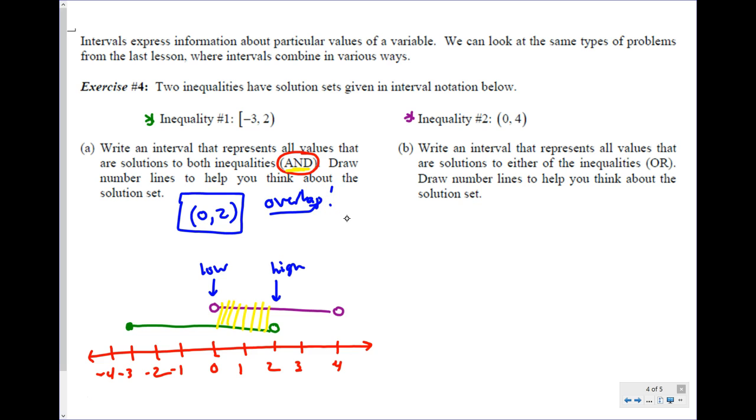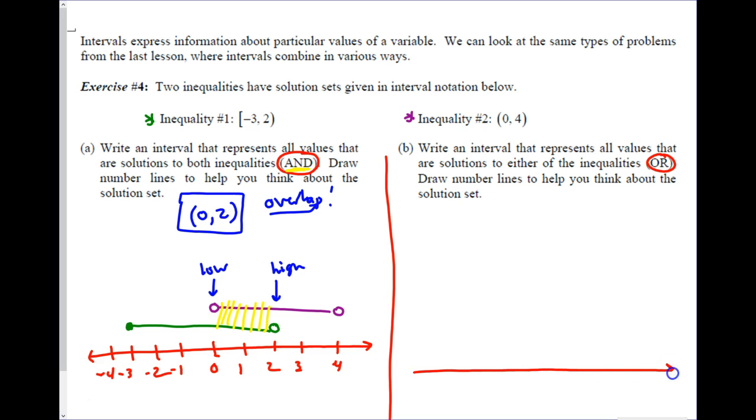Now letter B has us doing the same thing, but instead of thinking about and, we're thinking about or. So we're going to do the same thing we did last time. I'm going to make it separate here, where we're going to draw our number line and compare. So here's my number line. Okay. And I have the same thing. 1, 2, 3, 4, 0, 1, 2, 3, 4. So I'm making my number line.